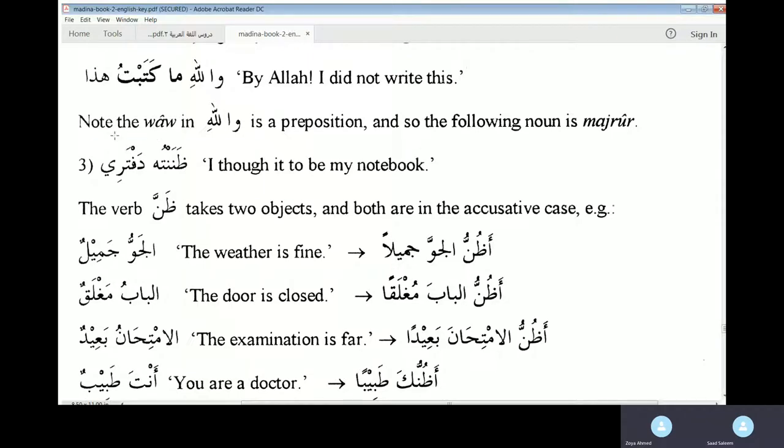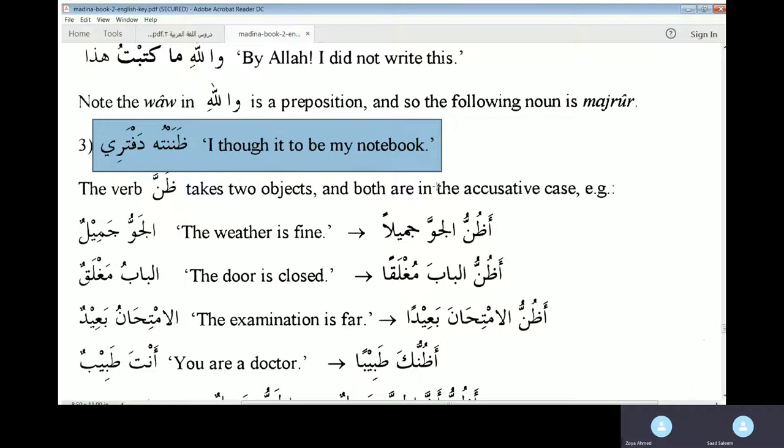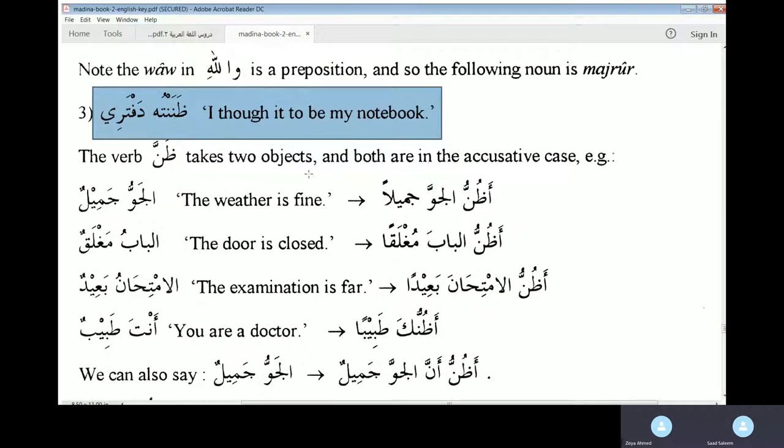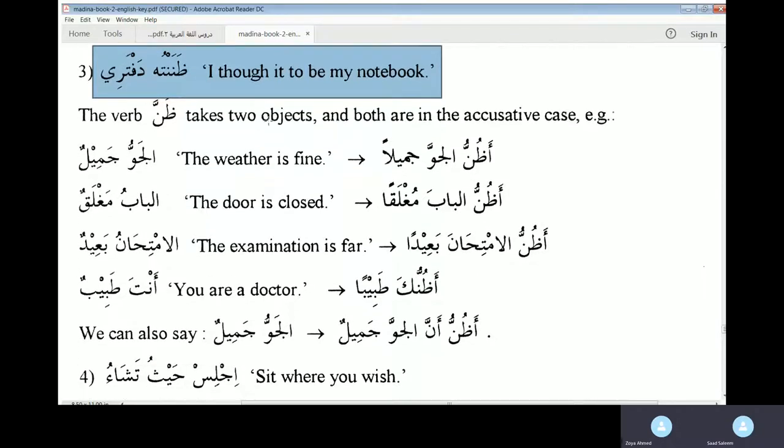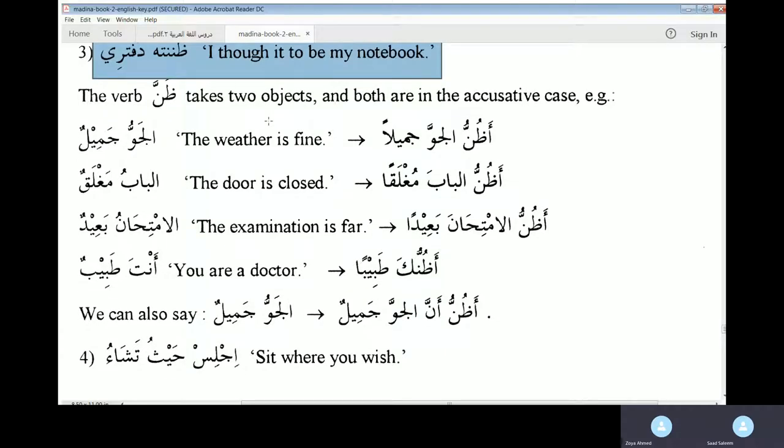Zanantuhu daftari. I thought it to be my notebook. The verb zanna takes two objects, and both are in the accusative case. Al-jawwu jamilun, the weather is fine. Azunnul jawwa jamilan. Al-babu mughlaqun, the door is closed. Azunnul baba mughlaqan. Al-imtihanu ba'idun, the examination is far. Azunnul imtihana ba'idan. Anta tabibun, you are a doctor. Azunnuka tabiban.